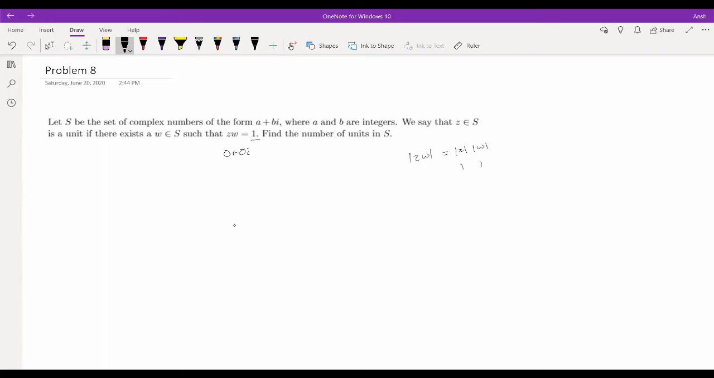That just means that these are roots of unity with integer coefficients. So once again, the only possible values that work are 1, -1, i, and -i, since each of these has a magnitude of 1, and they can each be paired with another element in order to multiply to 1.